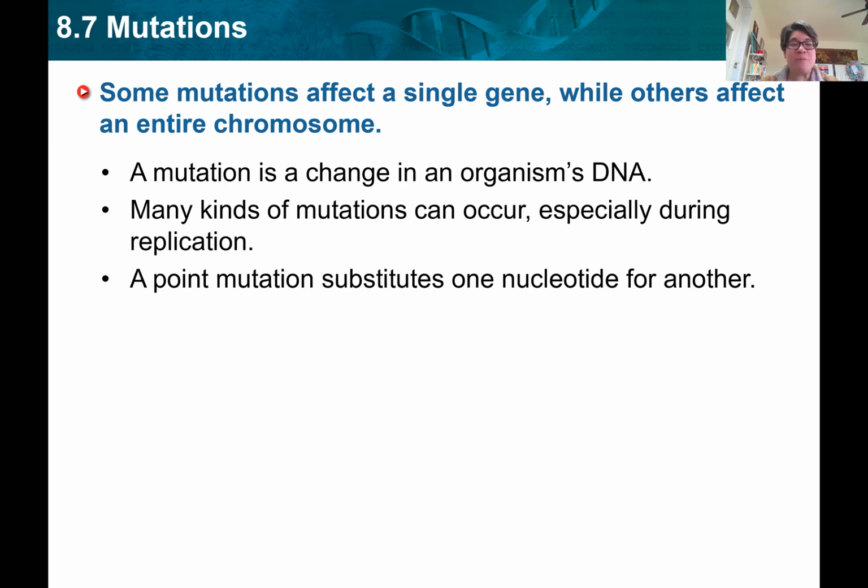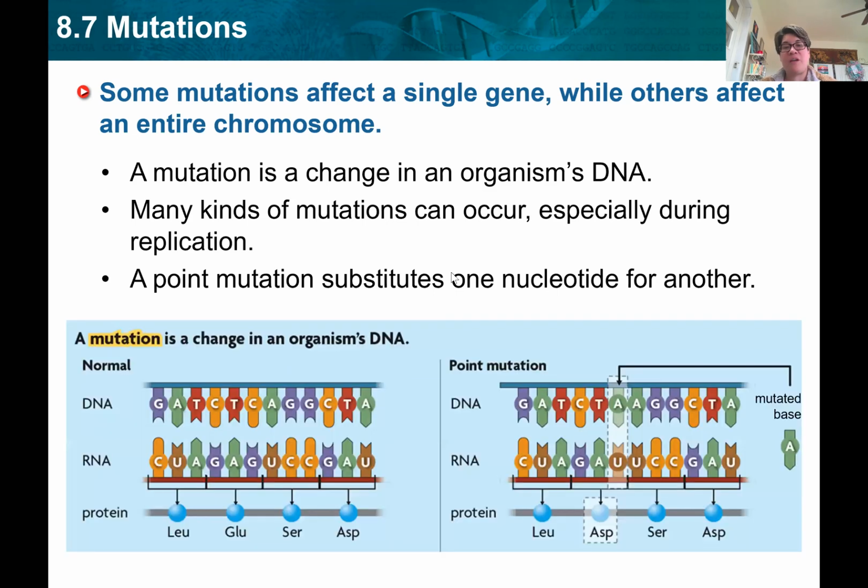So we can have different types of mutations. A point mutation is like the most minor, and that's when we substitute one nucleotide for another. So here's an example of that. This would be like the normal sequence. Here's a piece of DNA, that's our reading frame. This is the RNA that would bond with it during transcription. And then this is the protein that would be made from it during translation.